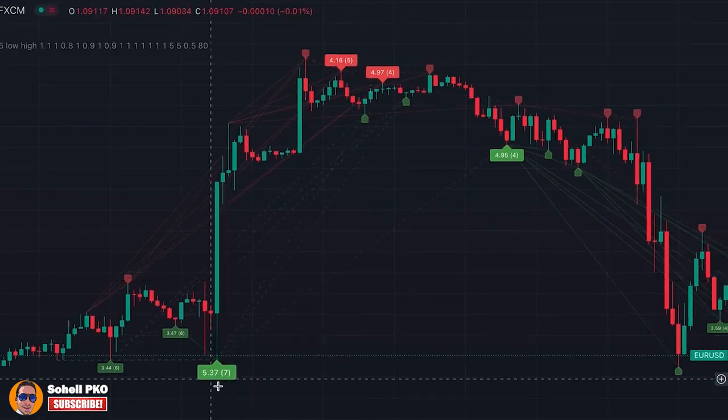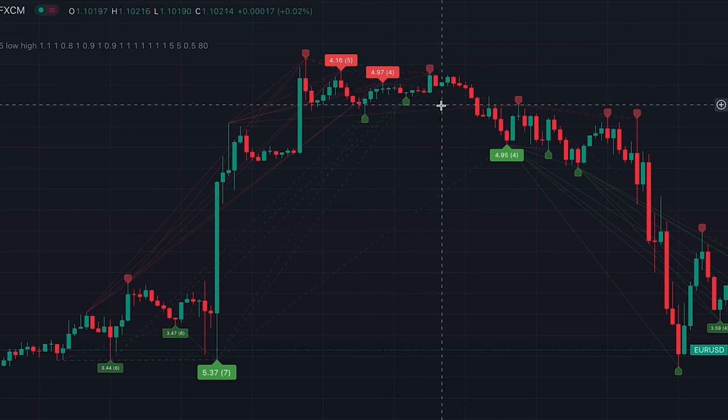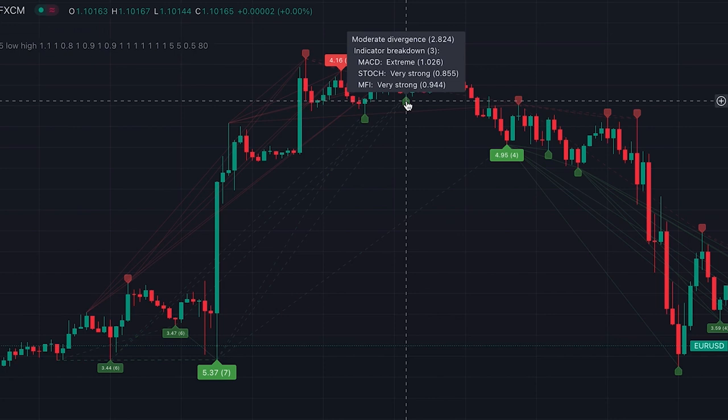Besides these larger labels that you see, we also have these smaller labels that show weak to moderate divergences, and when we hover on them, they show us the total strength and the list of indicators that are showing divergence with their strength which is in front of them.